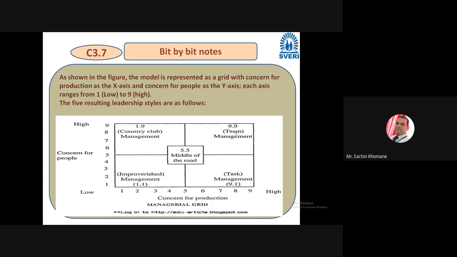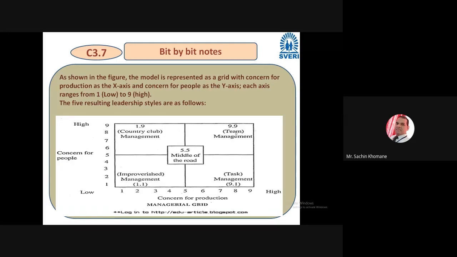So you can say it has four quadrants: country club management, team management, task management, and improvised management. At this stage you will not understand anything, so we are going to discuss it, but try to understand this diagram only. In the coming lecture we are going to discuss one by one the meaning of country club, team management, task management, improvised management, and middle of the road management, right?